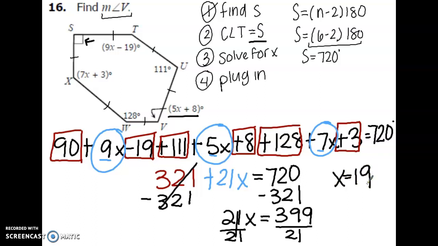However, of course, that's step 2 and step 3 done. Step 4 says plug in, so we are not done. Once we find our x, if it asks us to, and it won't always, but if it says find the measure of angle B, all you have to do here is say 5 times 19, replacing this x here, plus 8. And there you should get an answer of 103 degrees.